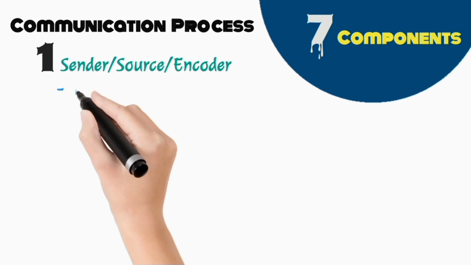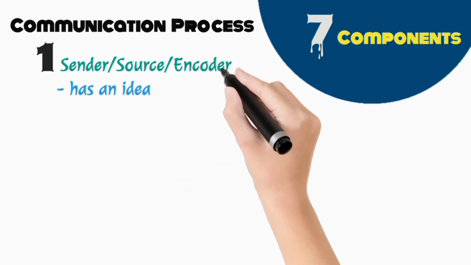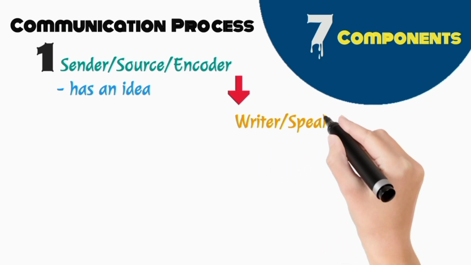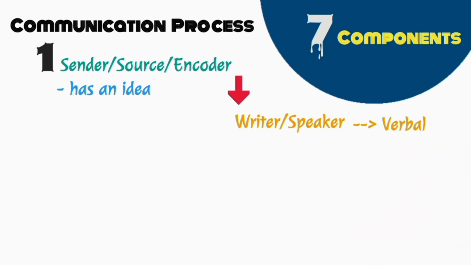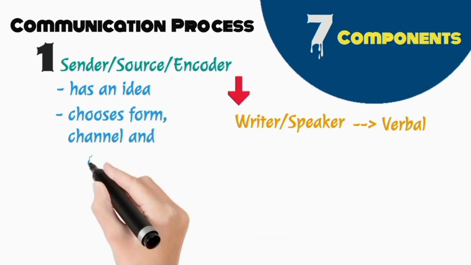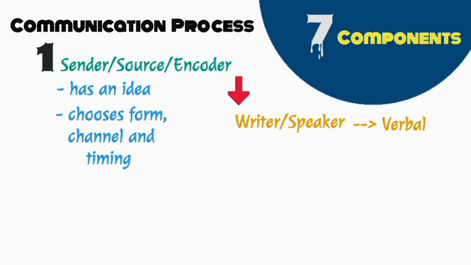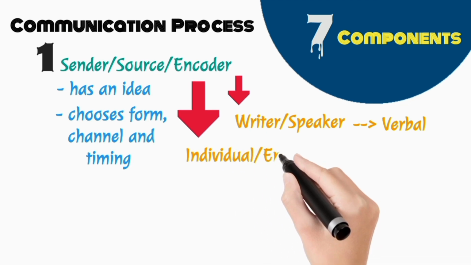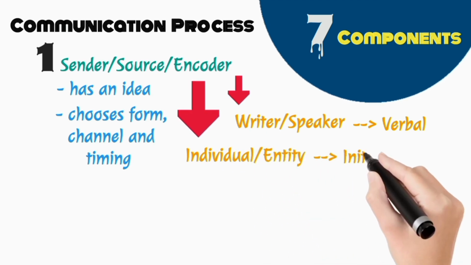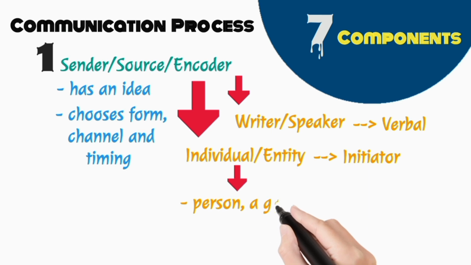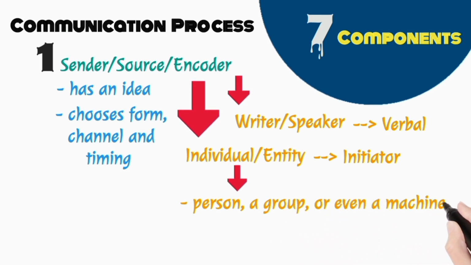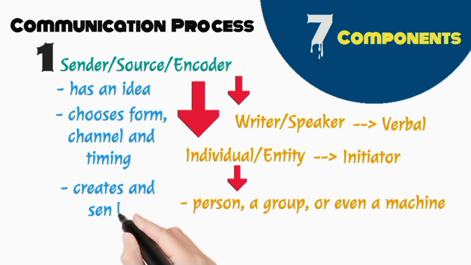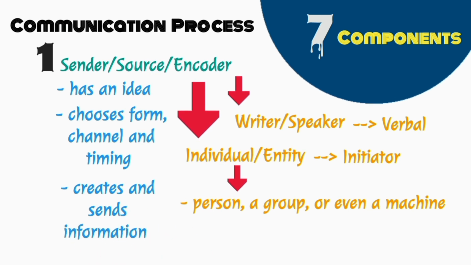The sender of the message has an idea, and he may be a writer or a speaker if the communication is verbal. It is the sender who chooses the form, channel, and timing of the message. In the communication process, the sender is the individual or entity that initiates the message. This could be a person, a group, or even a machine that creates and sends the information to a receiver through a chosen communication channel.